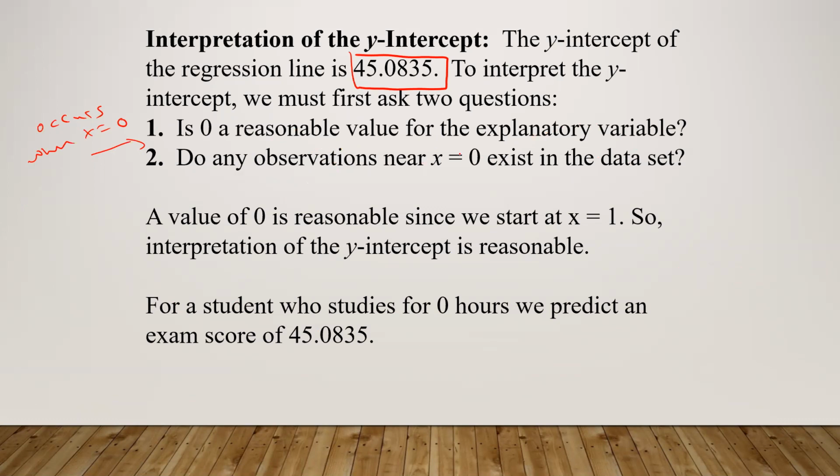And then do observations near x equal to 0 exist in the data set? Yeah, like we have one for x equal to 1. So when you have both these conditions, the interpretation is reasonable. And basically what we're saying here is, for a student who studies for 0 hours, we predict their exam score to be 45.0835.